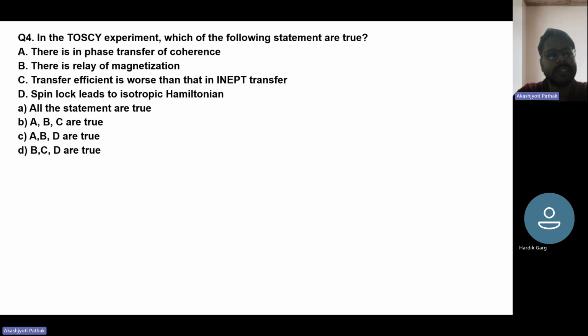Now try to answer this question. In the TOCSY experiment, which of the following statements are true? There is in-phase transfer of coherence. There is relay of magnetization. Transfer efficiency is worse than in INEPT transfer. Spin lock leads to an isotropic Hamiltonian. So out of these four options, which options are correct and which are wrong?